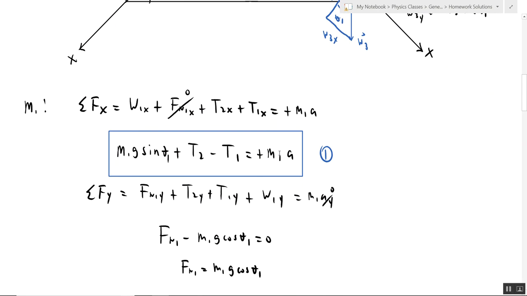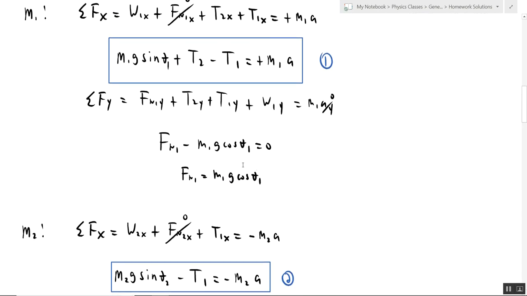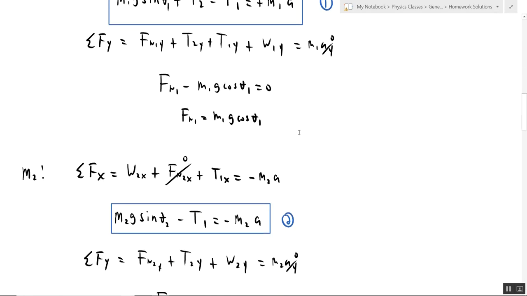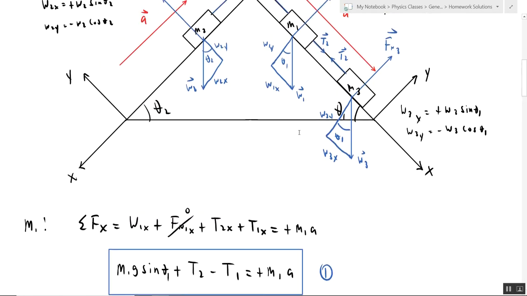So that's where this equation comes from, which I call equation 1. In the y direction, nothing really is going on, except you can find the normal force on mass 1. But we're focusing on the x direction. Then we're doing mass 2.